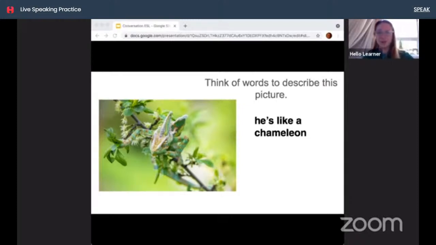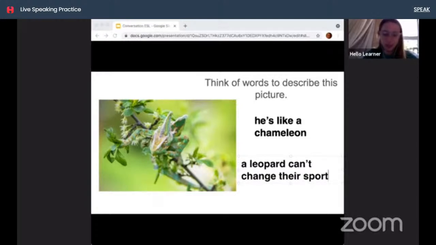We also sort of say a leopard can't change its spots. So it's not an idiom, it's a proverb, but I think it's a bit of the opposite of this. So there's the chameleon who's always changing and adapting, and then you have somebody who can't change. So we say a leopard can't change their spots when we think somebody can't change who they are. So that's sort of the opposite. So it's expressing two different ideas there.